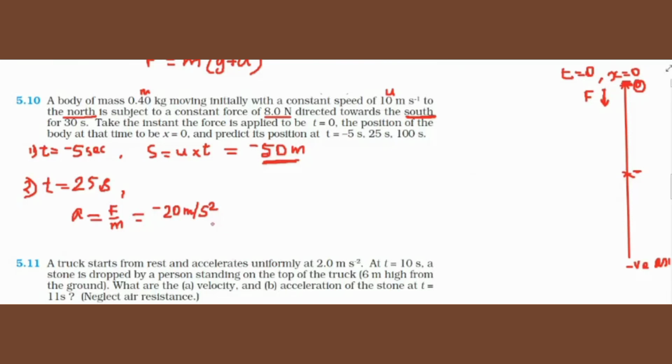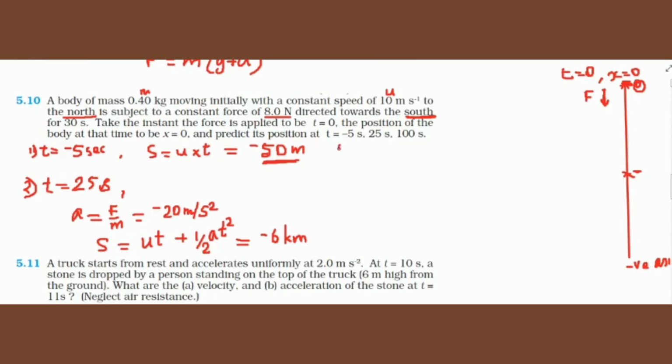Now you can calculate the displacement of the object. S is equal to ut plus half at square. U is 10 and a is minus 20, t is 25, and find the value of displacement. You will get the displacement around minus 6 kilometer. You will get again minus, because due to this force the object will move downwards along negative axis.